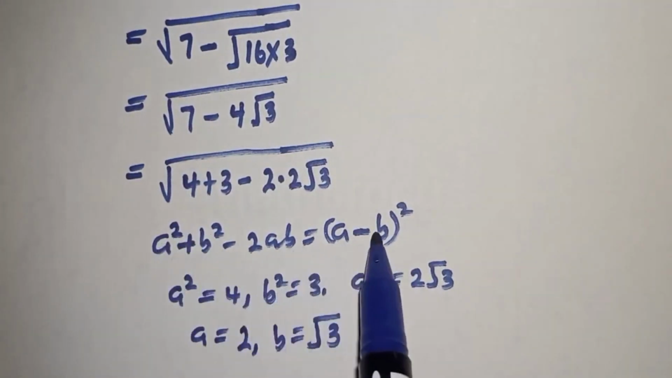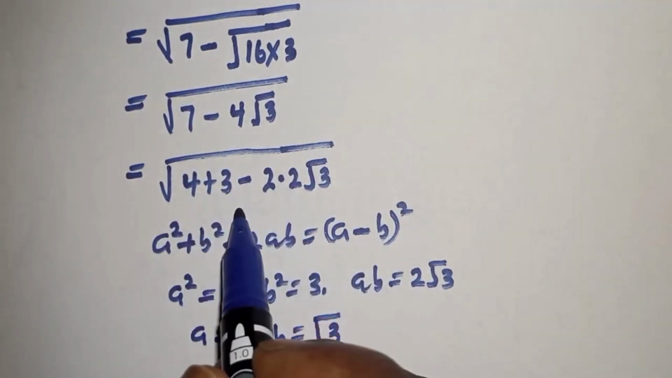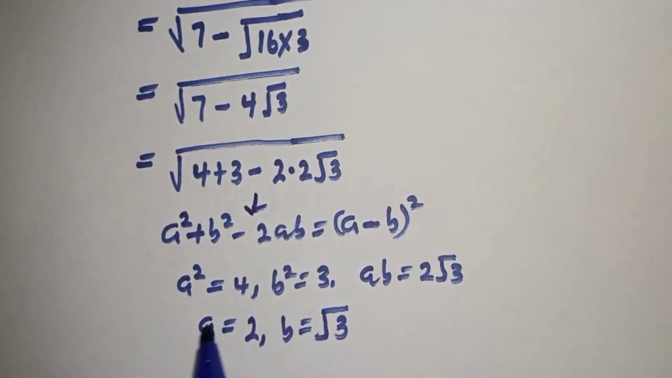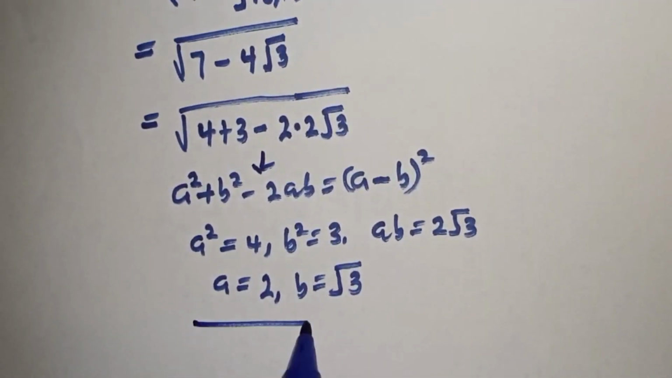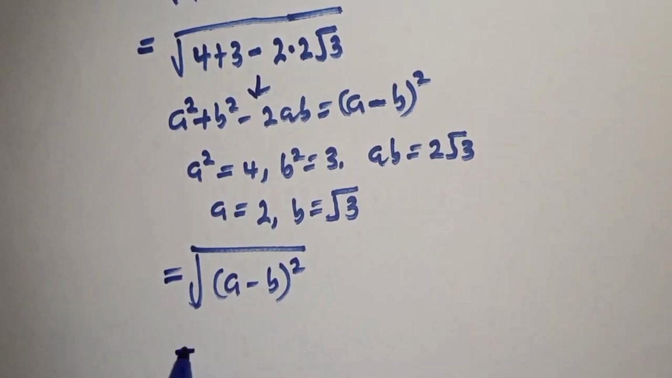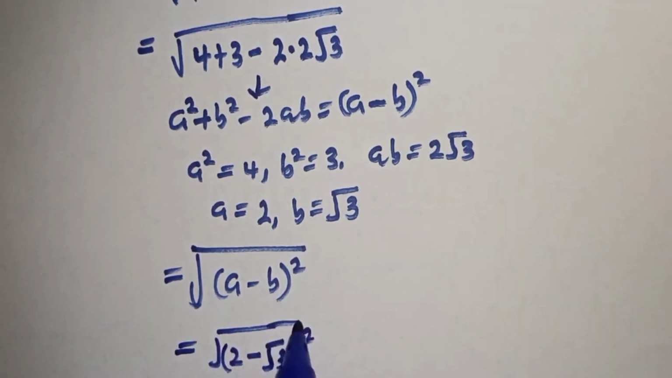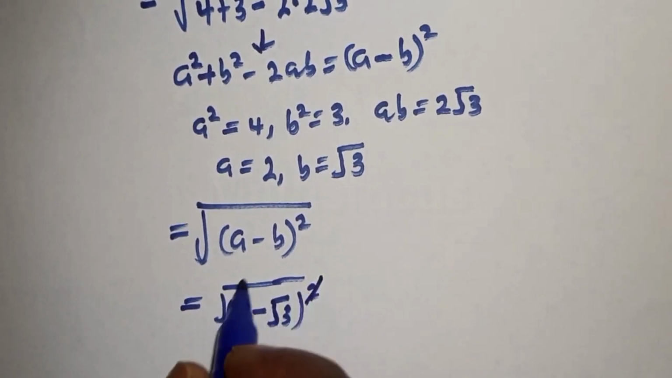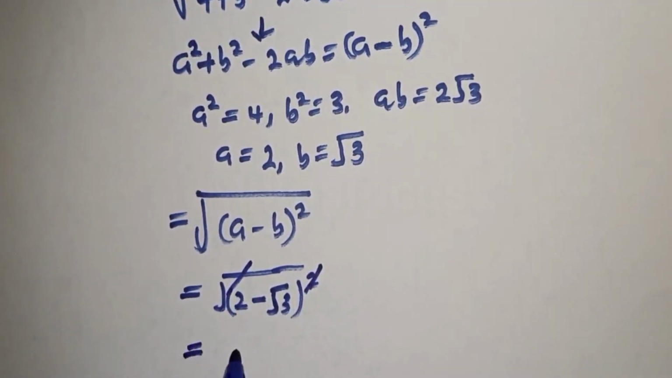Since the whole of this is equal to this, and this is equivalent to this, therefore we have square root of (a minus b) square. But we already know that a is what? 2. Square root of (2 minus b, which is root 3) square. Then this one will cancel this. This is equal to 2 minus root 3, and this is the final answer.